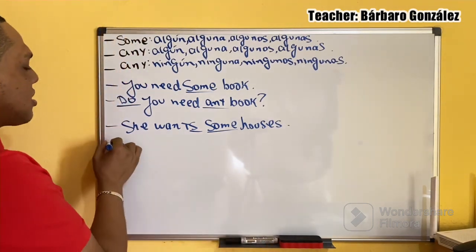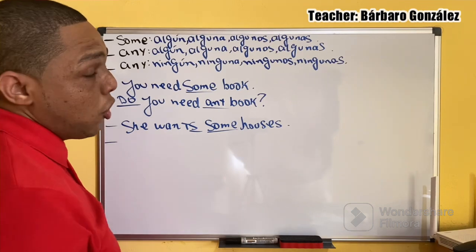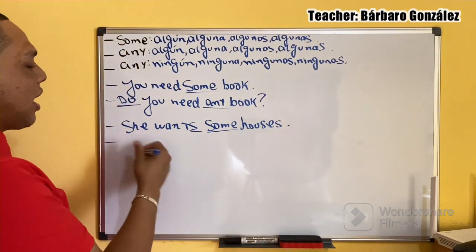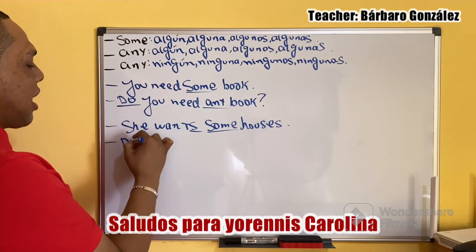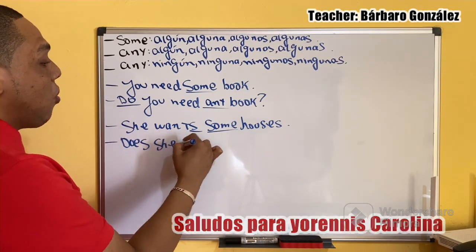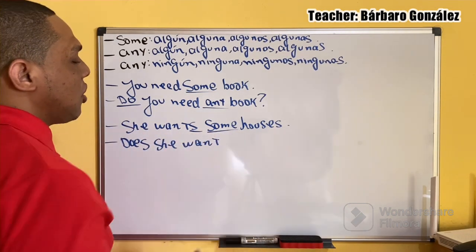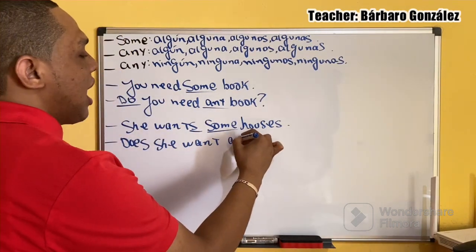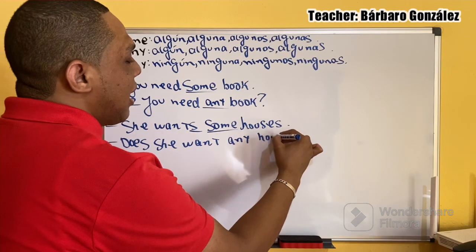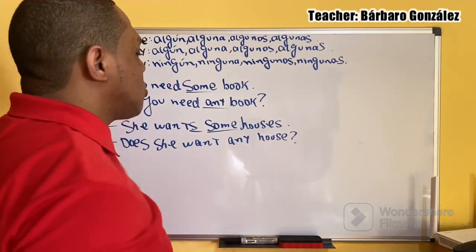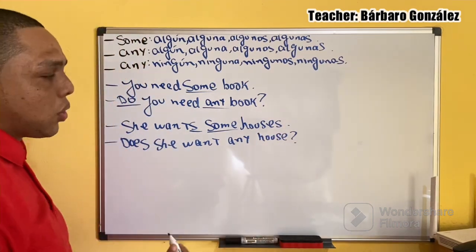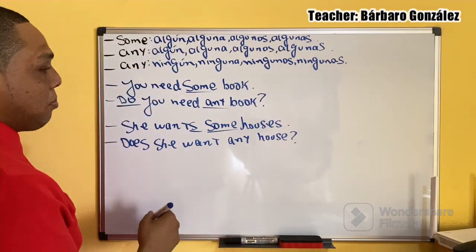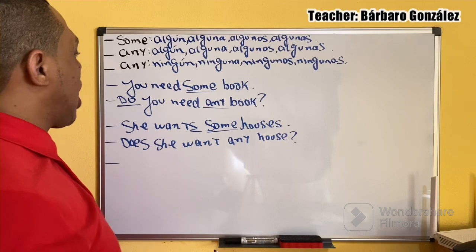But if the sentence is interrogative, then I have to use, of course, the auxiliary for asking a question. In this case, does. And then I have to say, does she want? And then I replace some with any. Does she want any house or houses? Let's do this one in singular. Does she want any house?